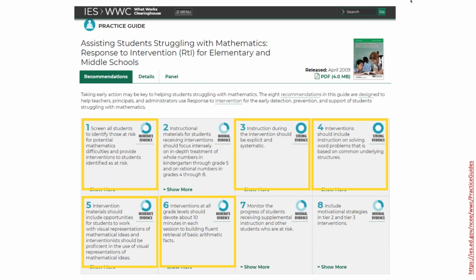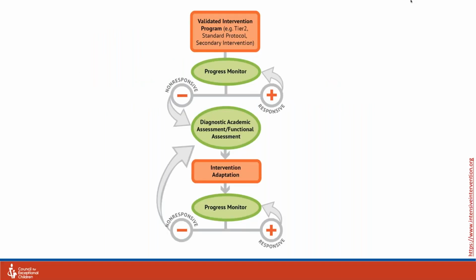So we're going to talk a little bit about screening students and having a framework in place to provide mathematics intervention support to students that require it. We'll talk about explicit instruction. We'll talk about word problem solving. We'll talk about the use of multiple representations and building fluency. Each of these has an evidence base, which is why we are going to focus on them today.